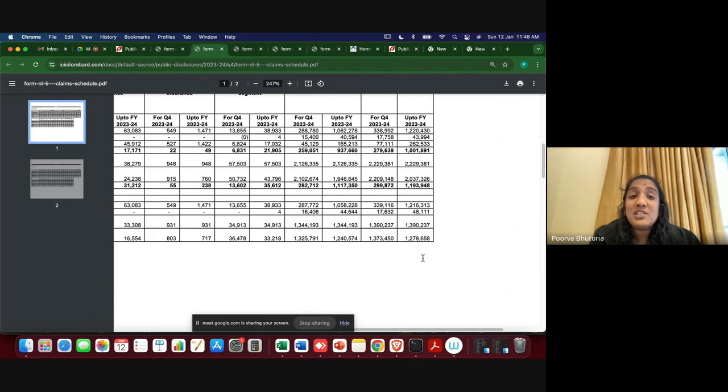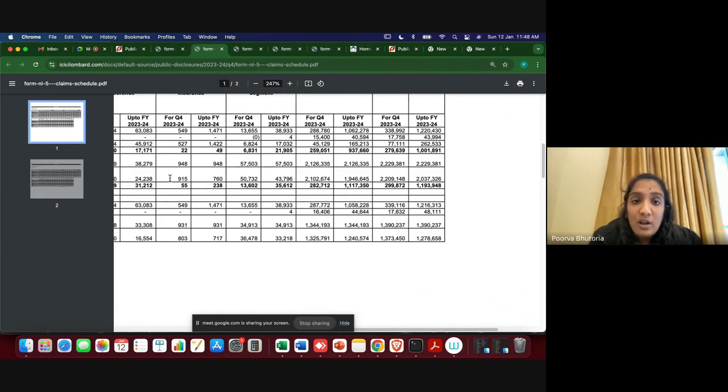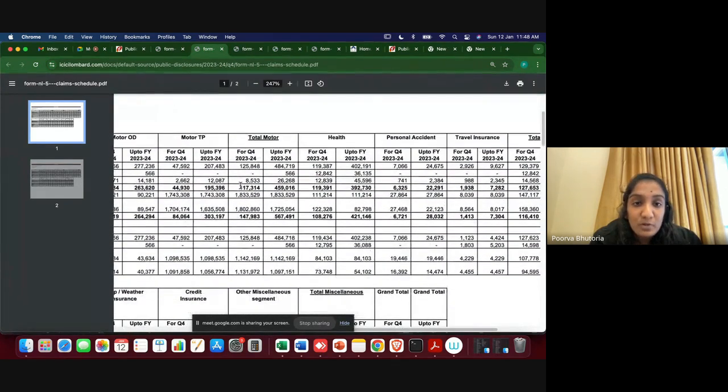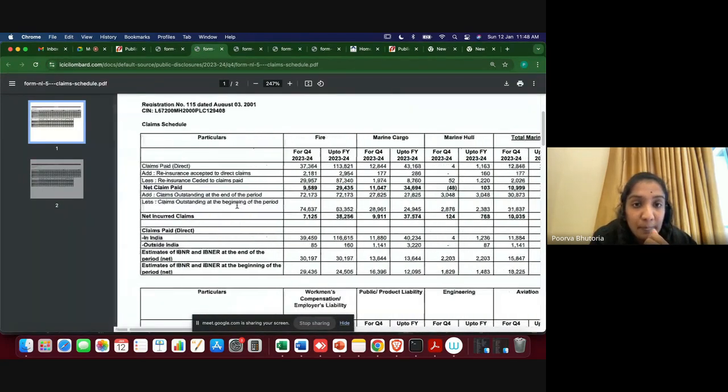But for lines such as motor TP, you'll see that the company is unaware about the claim even 10 years after the accident has occurred. So IBNR becomes a significant proportion in these lines. Let's just look at motor TP for now. The company has written 2,074 crores worth of premium.